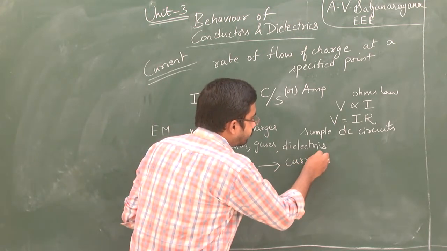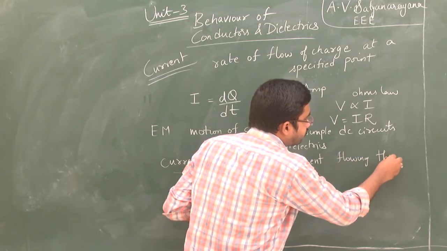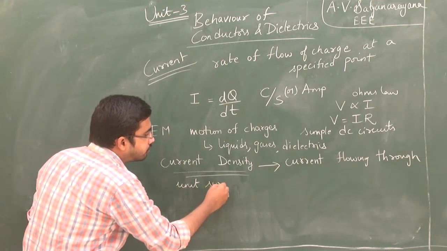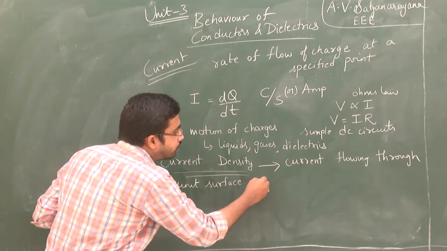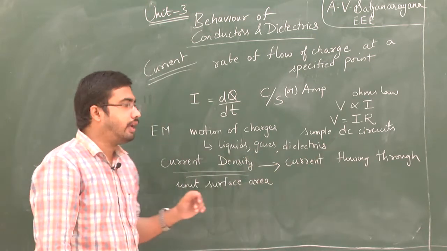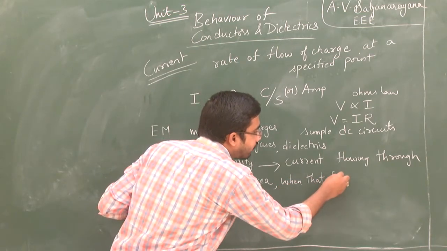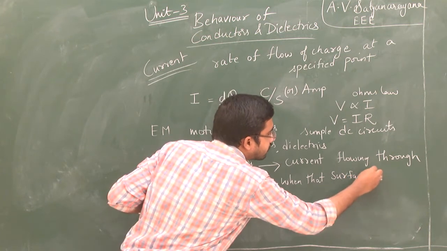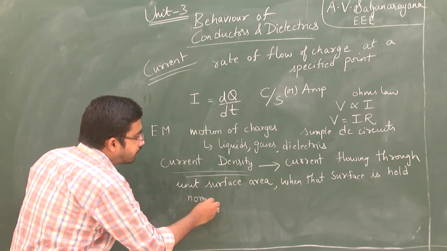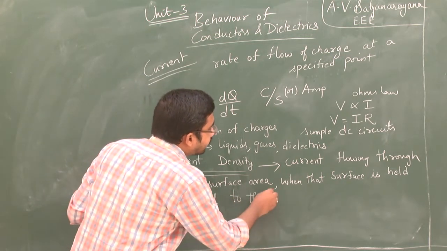current flowing through unit surface area. That means the current flowing through unit surface area when that surface is held normal, meaning perpendicular, to the direction of current.